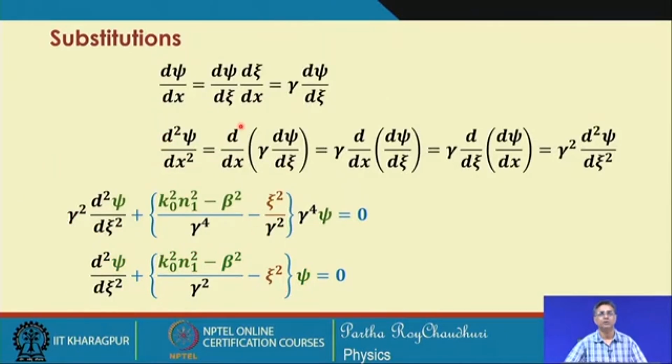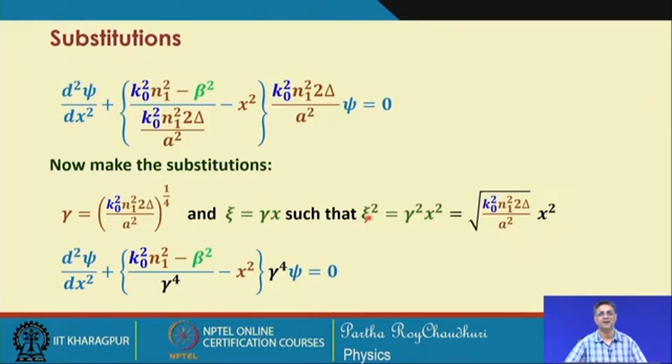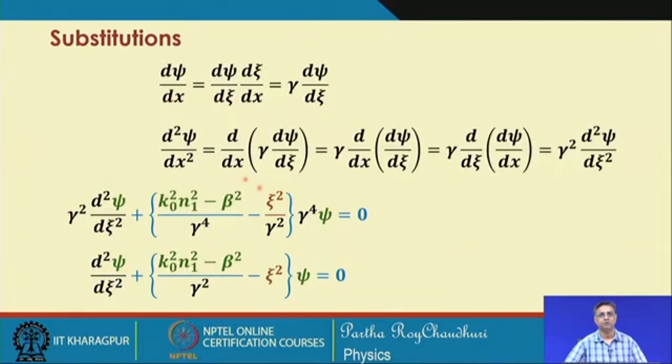Now, because we have introduced gamma and xi, we would like to change the variable from x to xi. To do that, we did this simple differential calculus: del psi del x equal to del psi del xi times d xi by dx, which will give you gamma times del psi del xi. If you do the differentiation twice, then this will leave gamma twice. Therefore, del 2 psi del x square will be equal to gamma square del 2 psi del xi square.